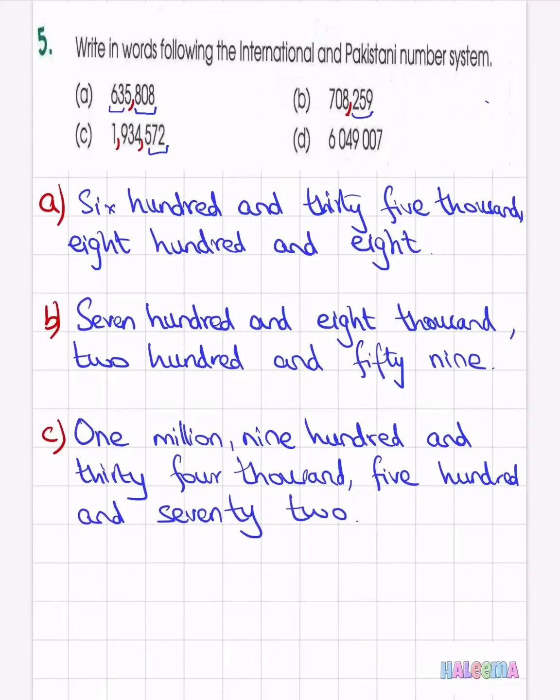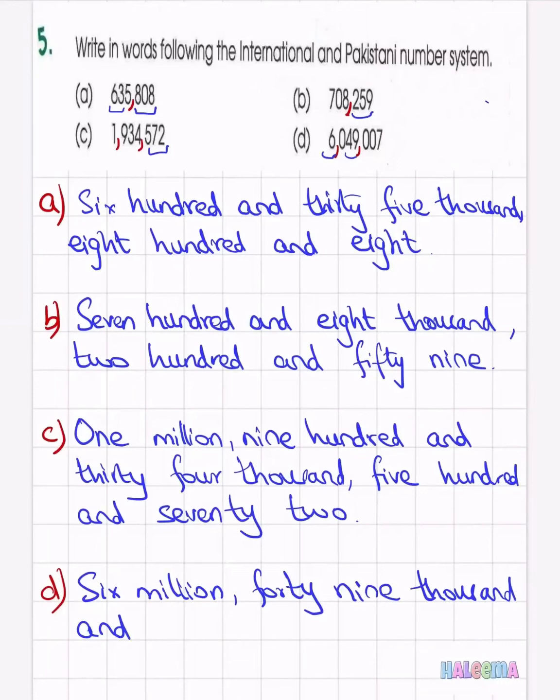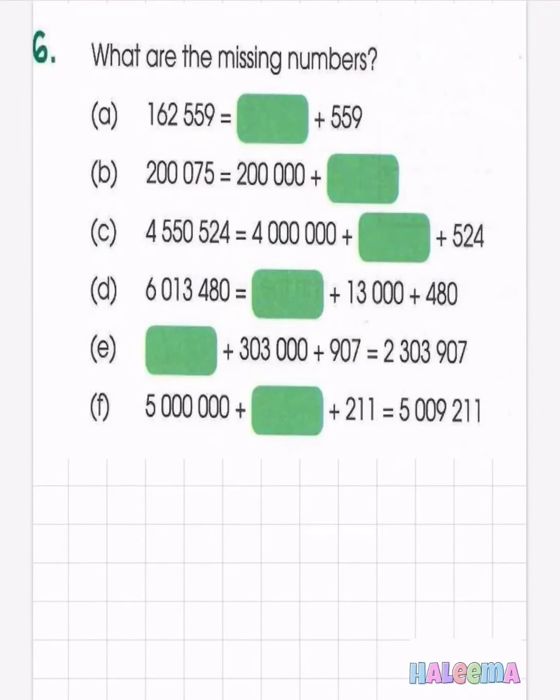Part D, let's divide the number again. 6,049,007. This is easy because they've given zeros. You know what? When I'm writing it here, like 6 million, please look at the numbers, comma. Now we have 49,000. And I'm not going to put a comma here because it's James Bond number 007. That's it.